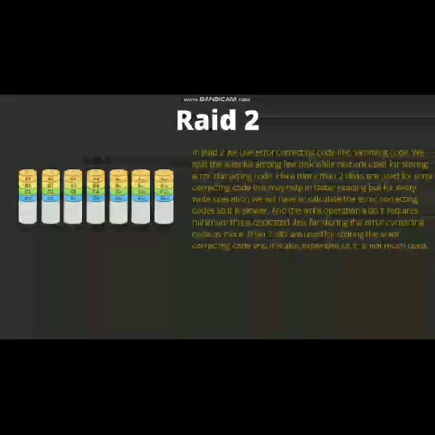Now, RAID 2. In RAID 2, we use error correcting code like Hamming code. We split the data across a number of disks, while the rest of the disks are used for storing the error correcting code. Here, more than two disks are used for error correcting code. This may help in faster reading, but for every write operation, we have to calculate the error correcting code. So it is a slower process.